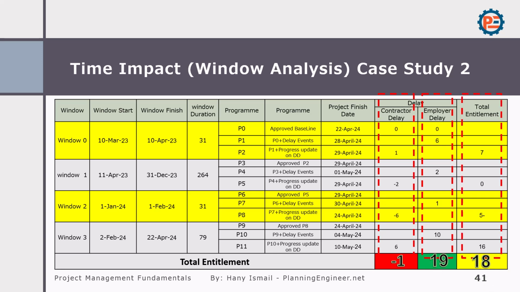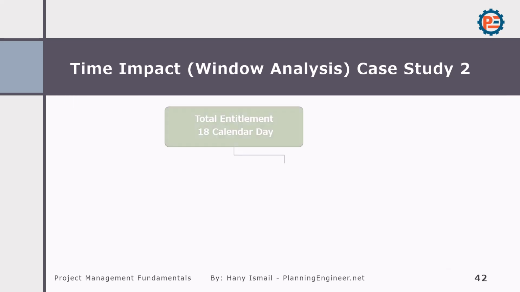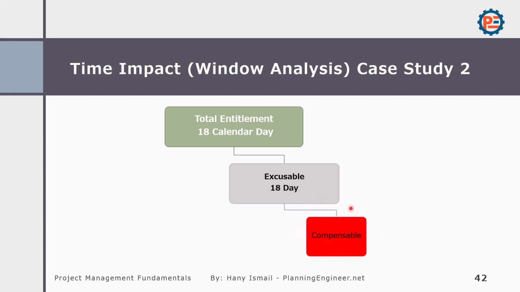In that case, what do you think? How should it work? We have 18 days of calendar delays. Excusable how many? 18 days. All of the 18 days are compensable. What does compensable mean? We need to claim for additional cost for this extension.